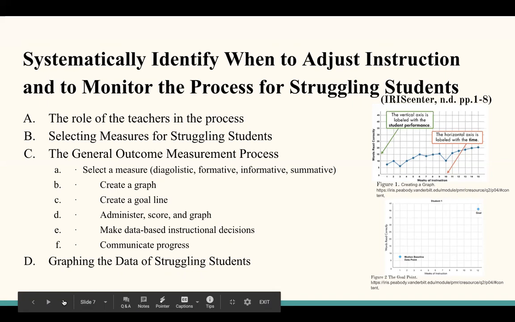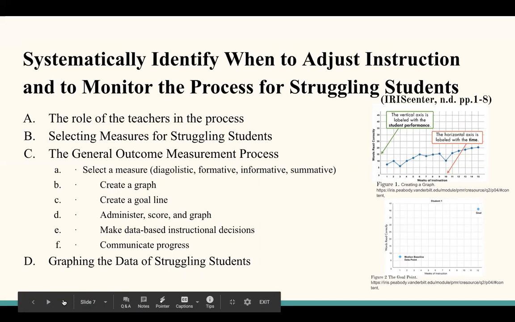Questions they would ask when they select the assessment. For example, does it align with the grade level rating scales? Is the measure reliable and valid? Does the measure have sufficient alternative versions?